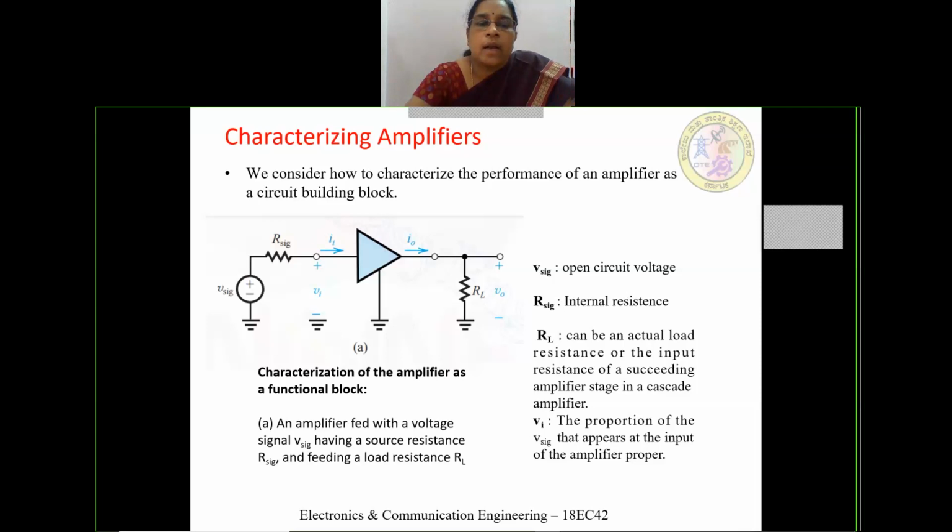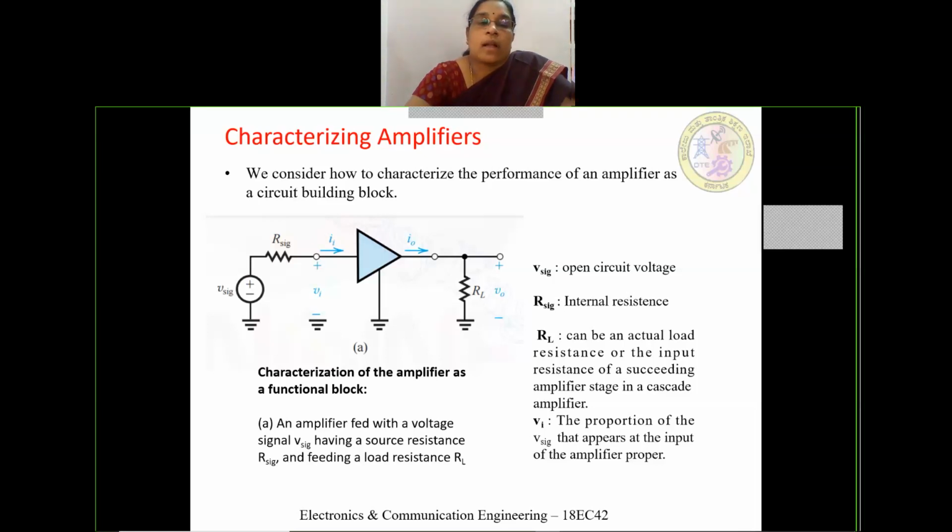Now in the circuit diagram you can see there is a small v with a suffix small i, Vi. This Vi represents a part of the V signal, or a portion of the V signal, that appears at the input of the amplifier proper. It is not that whatever V signal is applied completely appears. It may appear under certain conditions. What those are, we will explore in later sections.